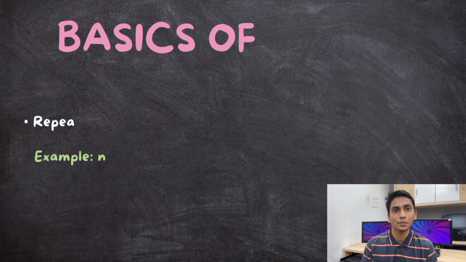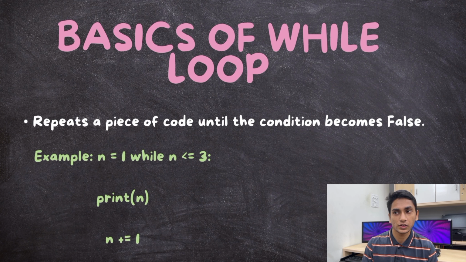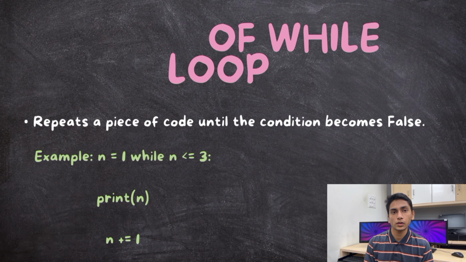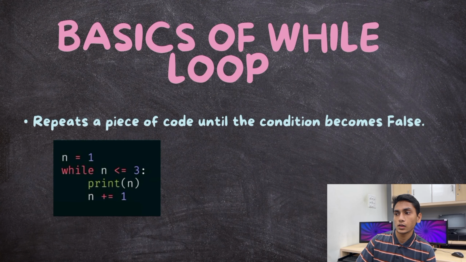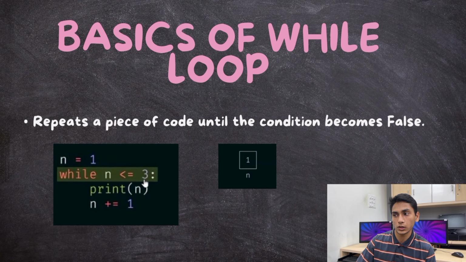Hello everybody, my name is Gupta Shivam and I will discuss the while loop. To understand, I have added a little definition. A while loop repeats a piece of code until the condition becomes false. To understand this definition, I have inserted an example. In the example, n is equal to 1, which means 1 is initialized in n. And there is a while loop with the condition n should be less than or equal to 3.